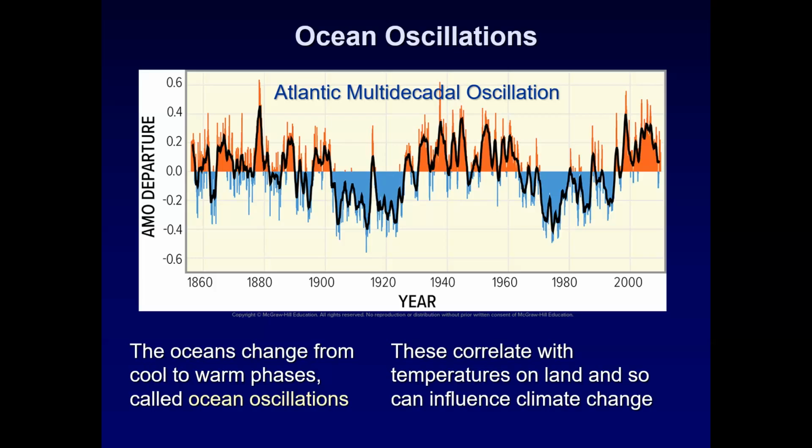The most important ones that would influence climate change are the Pacific decadal oscillation and the Atlantic multidecadal oscillation. So that's what we see represented here. We're currently in a warm period, and there's a clear correlation with temperature changes such as highs in the 1930s and the 1940s, and then cooling in the 1970s into more recent warming.